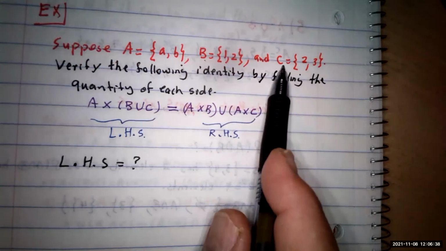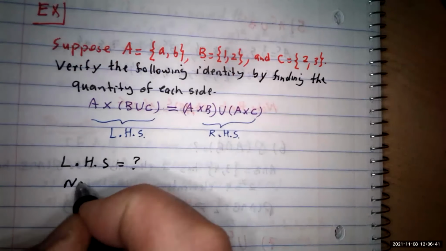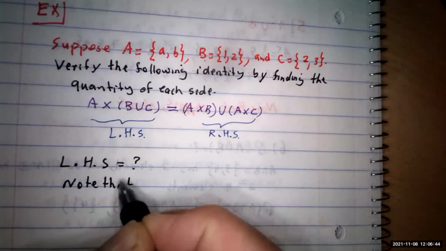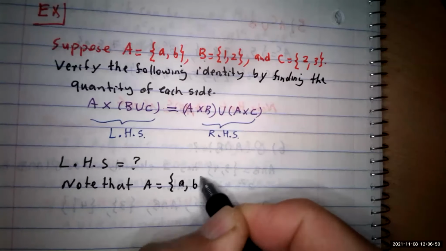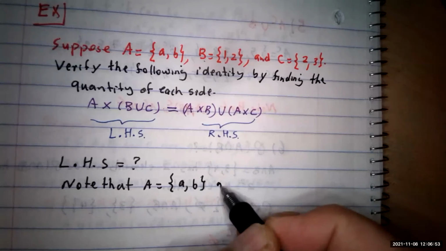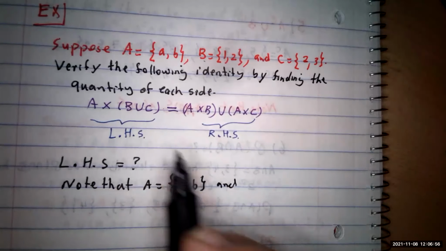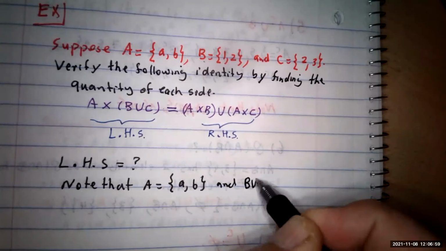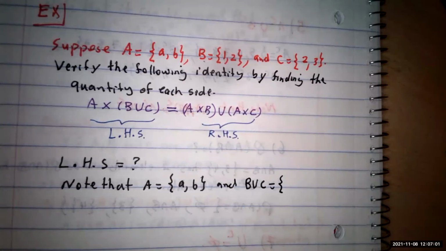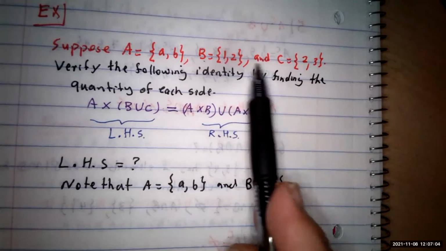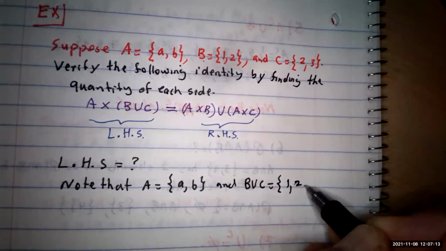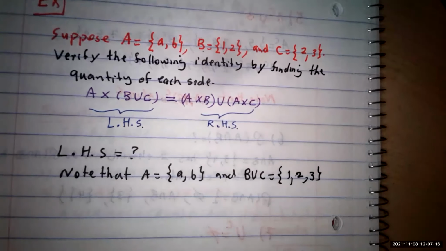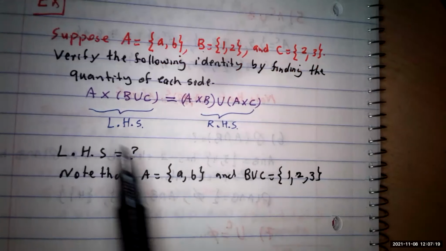So let's find out what B union C is. This is B and the C. Note that for this one, I need the A. A is {a, b}. I need B union C, which means a union of the members of B and C. What do you have? You have 1, 2 and 2, 3. Remember, when something is repeated, you just write it once. So it's going to be 1, 2, 3. Any question?